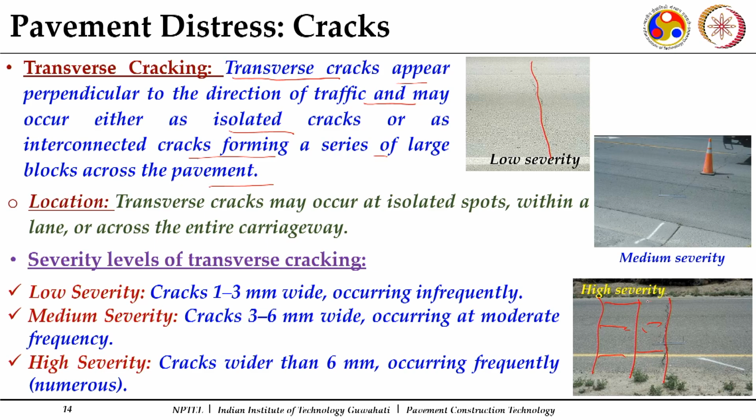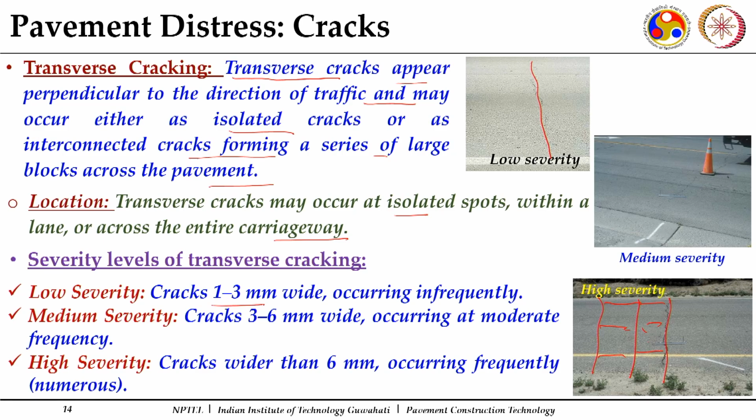So blocks may be formed. This is known as block cracking. It may occur at isolated points or across the entire carriageway. This is the transverse cracking. These are the cracks which are perpendicular to the direction of travel.